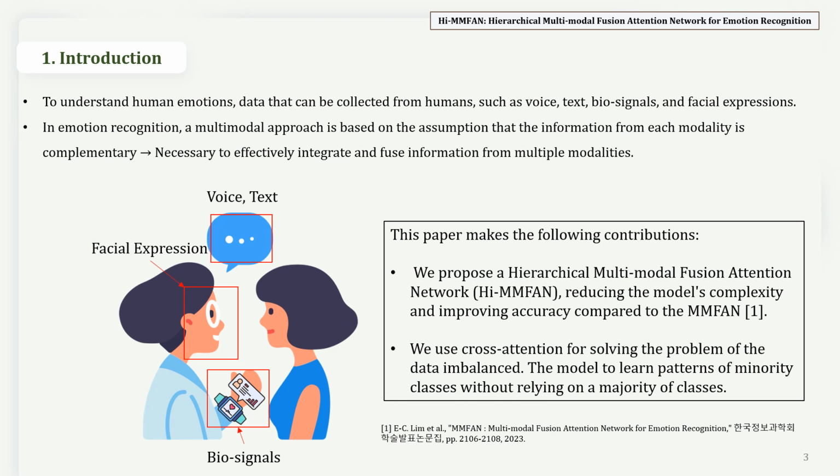This paper makes the following contributions. First, we propose a hierarchical multimodal fusion attention network, called HIMMFAN. It reduces the model's complexity and improves accuracy compared to the MMFAN. We use cross-attention to solve the problem of data imbalance, allowing the model to learn patterns of minority classes without relying on the majority classes.